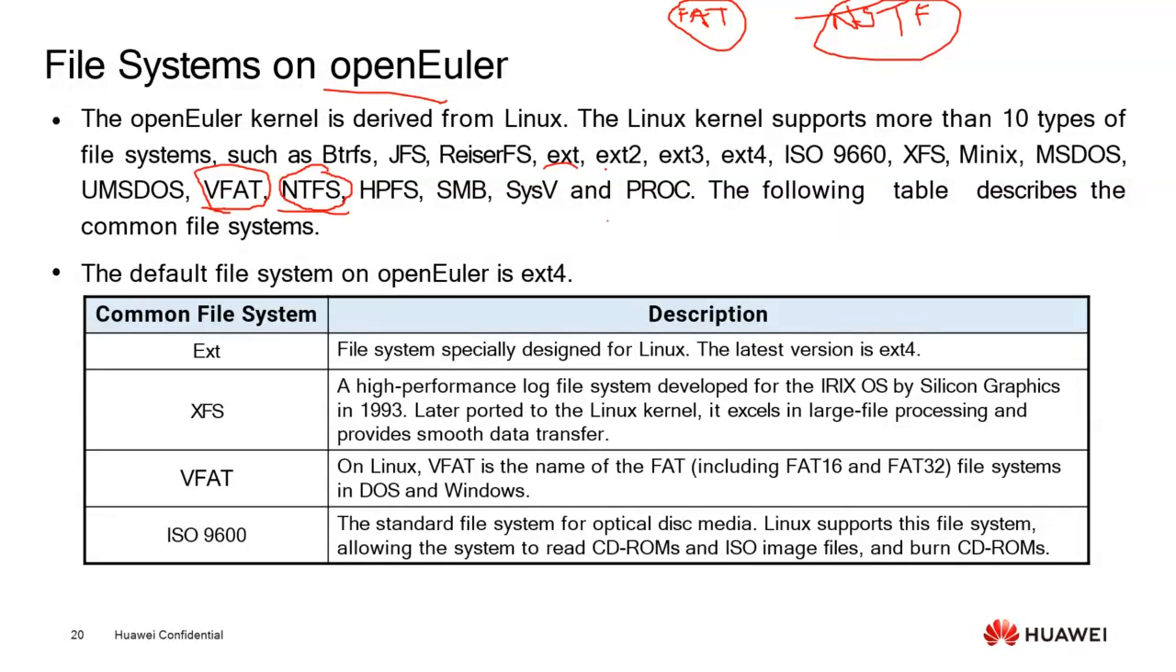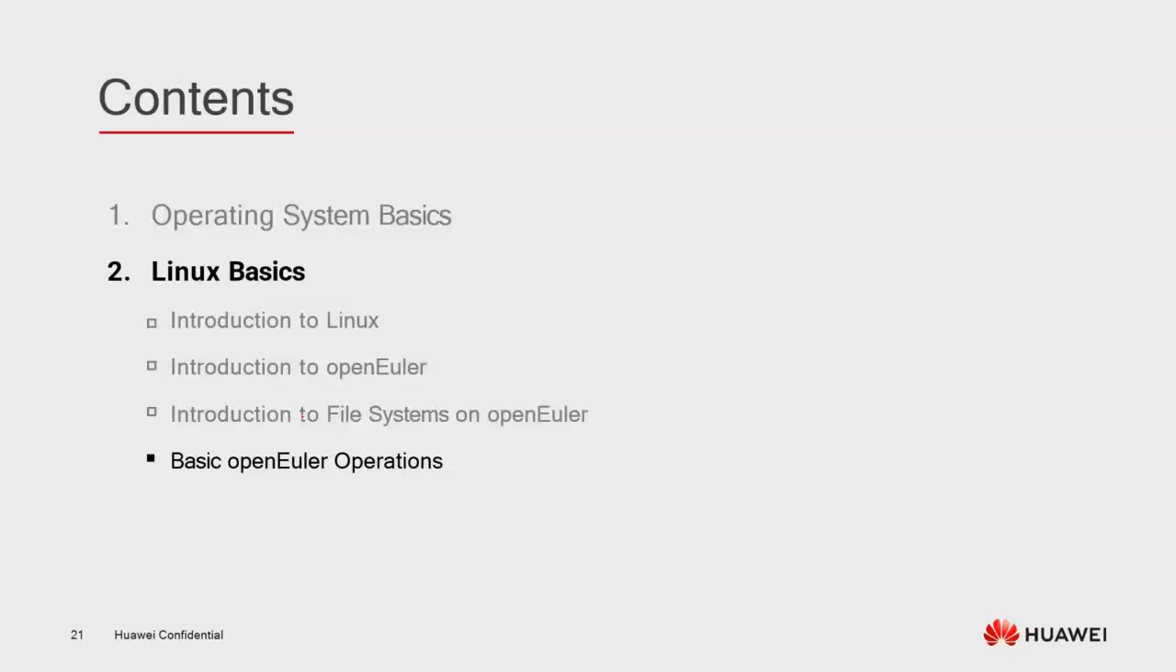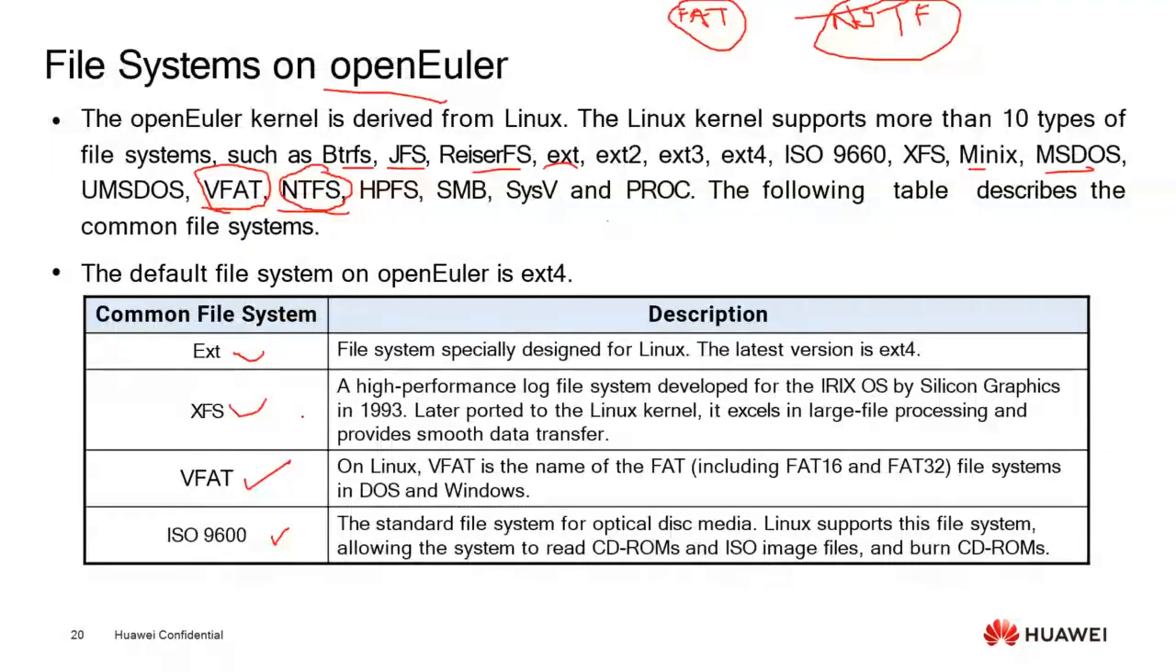Like EXT. EXT has different versions, 2, 3, 4, and many others. They have the Minix, MS-DOS. All these are different types of file systems in Linux operating system. So Linux has different file systems, but the commonest ones are the EXT, XFS, VFAT, which is the same thing as FAT in Windows, and the ISO 9660. These are the file systems in Linux operating system. So in OpenOILA also they use the same file systems.